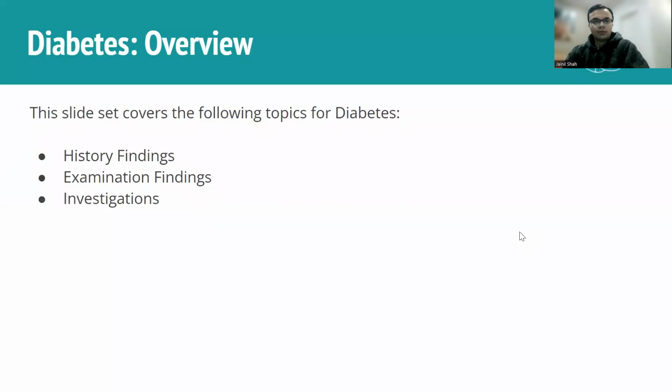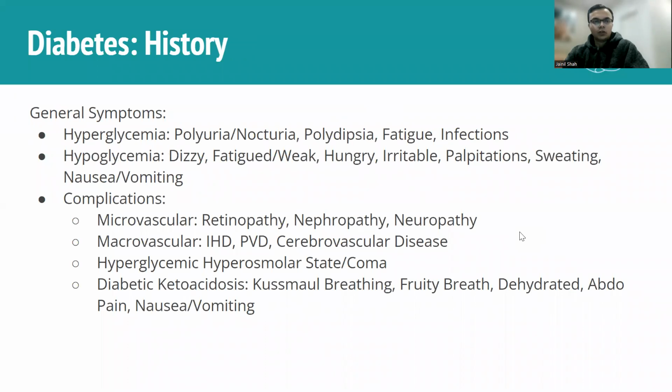So in terms of history findings, we're going to start off by talking about broadly what we can expect to see. So the first condition we might expect is hyperglycemia. And again, think about why you might get hyperglycemia. It's usually because of uncontrolled diabetes, which means that the blood sugar levels are just allowed to spike up.